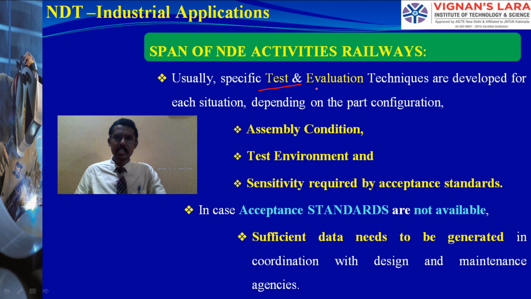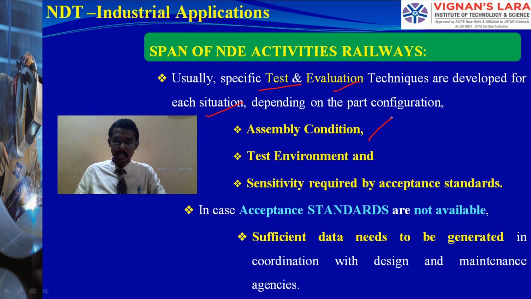Usually, specific test and evaluation techniques are developed for each situation depending on the part configurations. Each situation means whether the components are very large, or assembled, or an individual specimen. An individual specimen we can take to the laboratory and do inspections. But after assembly, in in-service conditions, the railway track is continuously assembled, so we can't take it to the laboratories. At that time, we have to do in-service inspections, not laboratory inspections. So it depends upon the situation, and we have to change the testing methods.